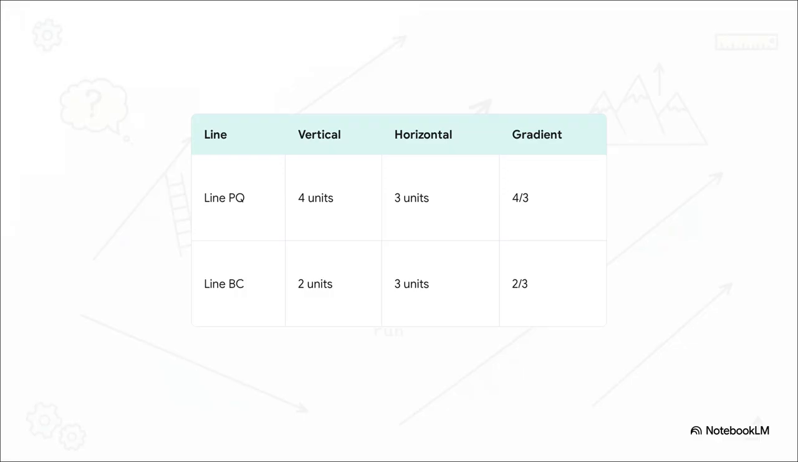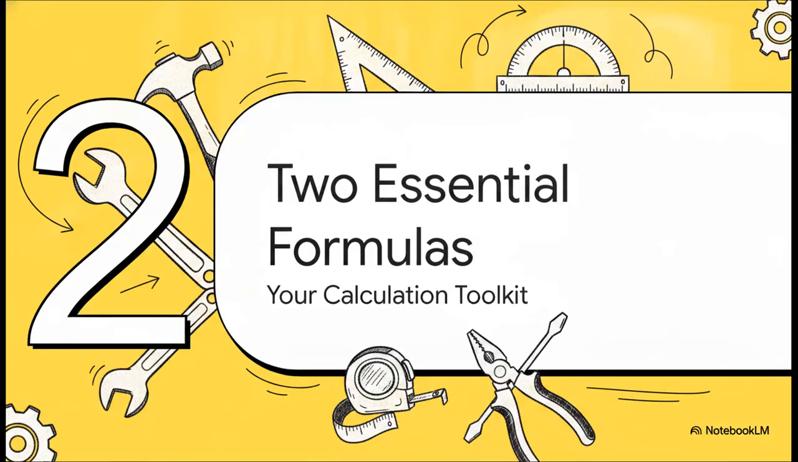Let's put that into practice and look at these two lines. For line PQ, you can see our vertical distance is 4 units and our horizontal distance is 3 units, so our gradient ratio is simply 4/3. Now take a look at line BC. Here, the vertical distance is 2 units and the horizontal is 3, making the gradient 2/3. See? You just plug in the vertical and horizontal units, and boom, the math gives you the exact gradient fractions. No guesswork at all. Moving on to Part 2, Two Essential Math Formulas, your calculation toolkit.